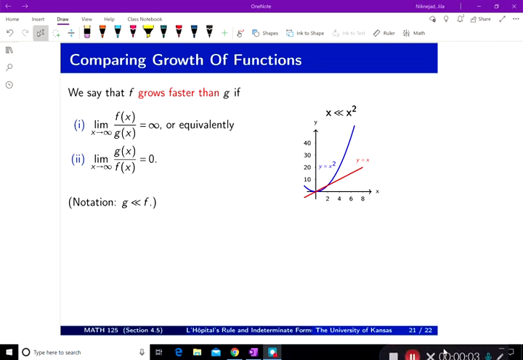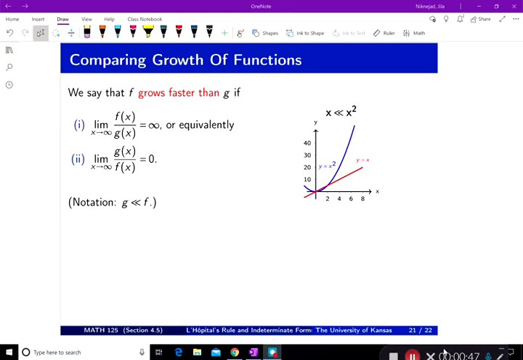Let's talk about the last part of section 4.5, comparing growth of functions. Sometimes you see that the limit of f(x) over g(x) as x approaches infinity is equal to infinity. Sometimes you see the limit of g(x) over f(x) as x approaches infinity is equal to 0. What it means is that as we go toward infinity, one of them grows much faster.